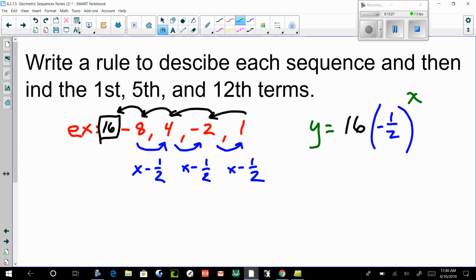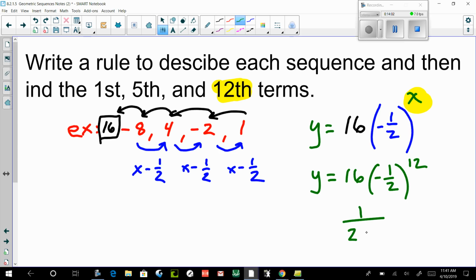So in this situation, I'm not going to do all of these, but if you wanted to find the 12th term of this particular sequence, you're going to plug 12 in right here, and I'll do that now. So we're going to end up with y equals 16 times negative 1/2 to the power of 12. And again, you can use a calculator to calculate this. We're taking 16 times, make sure you put fractions in parentheses, negative 1/2 to the power of 12, and you end up with 1 over 256. So this would be the 12th term of the sequence.